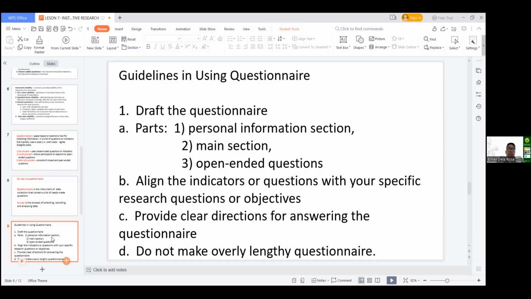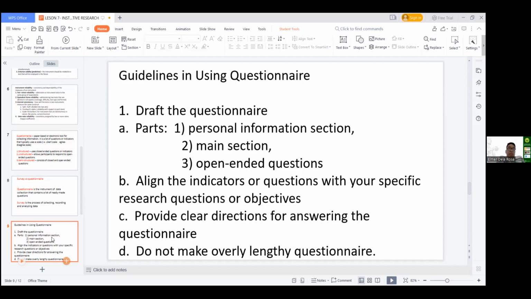Personal information section, but do not ask too much information that you are not going to need, especially now that we are guided by anti-privacy restrictions. So wag kang magtatanong ng information na hindi mo naman gagamitin doon sa study. Do not ask monthly income if it is irrelevant. Do not ask religion if you are not going to use it. Just for the sake of getting it, it's not worthwhile.